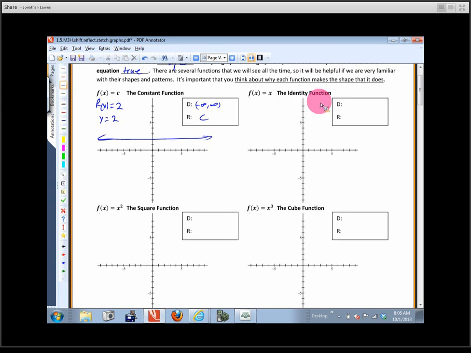Okay, this is called the identity function. And it would be the same as writing y equals x, which we know is a line that has a slope of 1 and a y-intercept of 0. So it looks something like this.